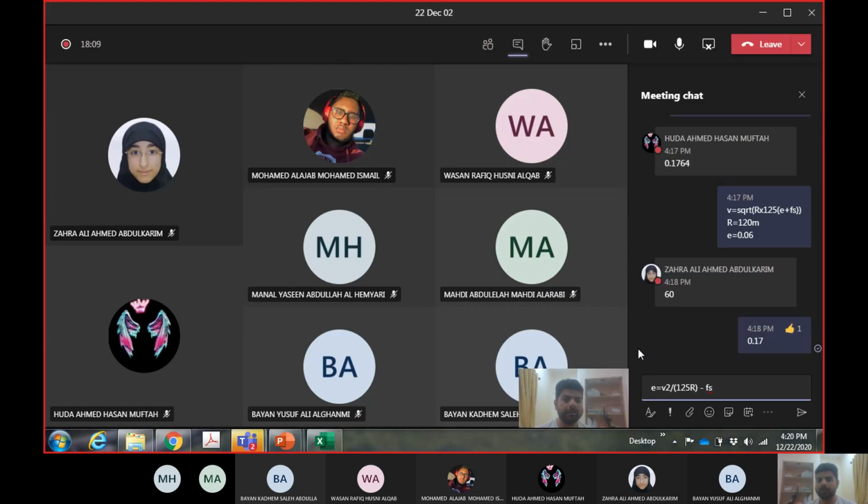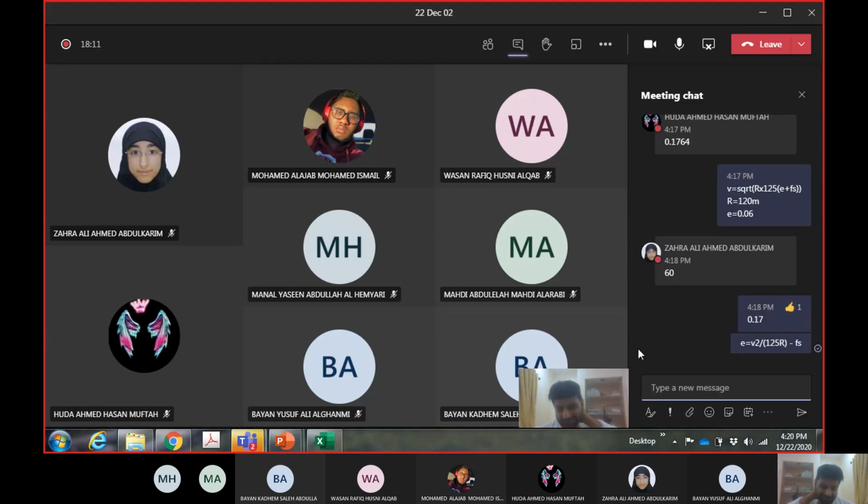So V will be 60. Fs will be 0.17. R will be 100. We are reducing the R, from 120 to 100. So give me the value of E here.